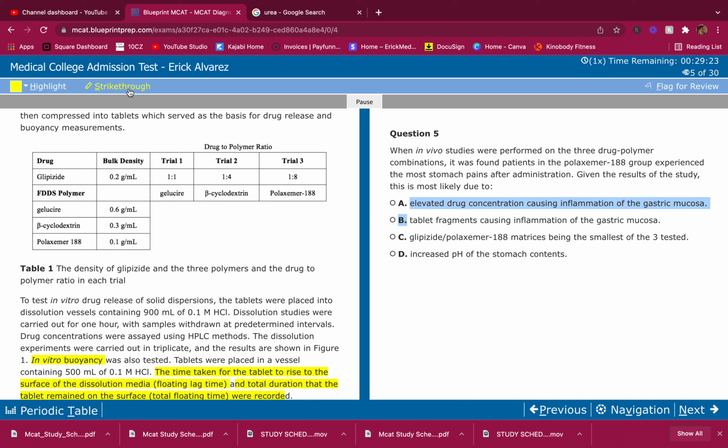That sounds right, but it is wrong. Don't click the one that sounds right all the time. That's just to trick you. If there's no solid evidence for this, then you don't pick it. Tablet fragments causing inflammation of the gastric mucosa. Okay, maybe.